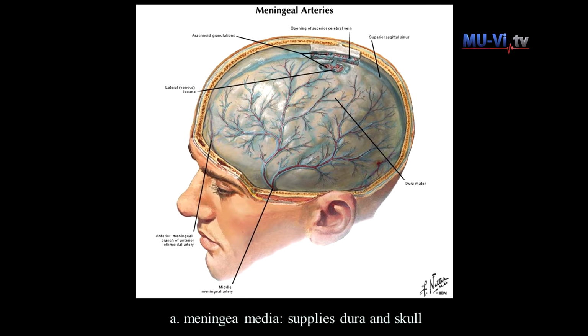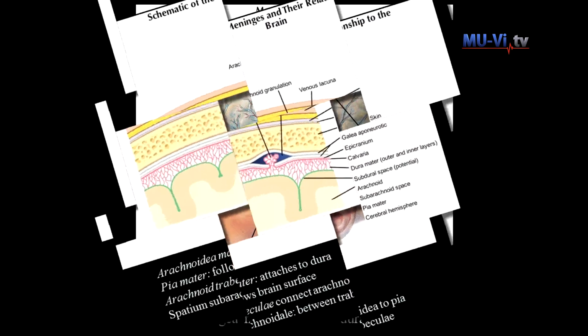In many cases, anatomy is quite logical. So if you see an artery passing a structure, the chance is very big that it's supplying this structure. So when this artery is running between the dura and the skull, it will supply both structures.